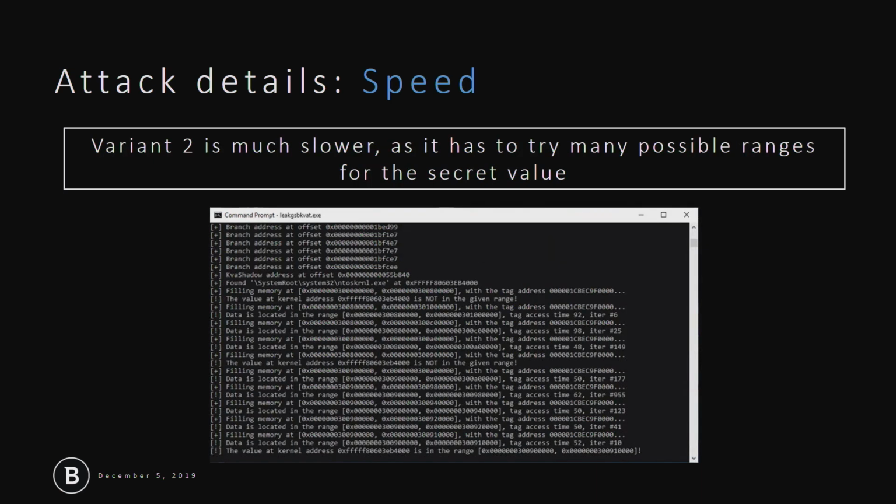The second variant is obviously much slower because it has to iterate through the entire accessible user mode address space to see the range that the secret kernel value is located in.